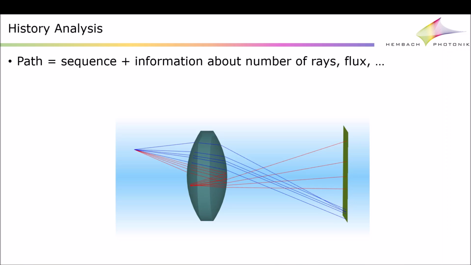A path is not to be confused with a trajectory. The term trajectory refers to the piecewise linear curve that a ray forms in space. The path, on the other hand, is not a geometrical concept. It is a sequence of interactions.